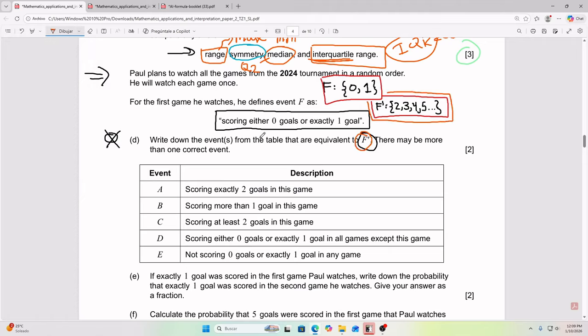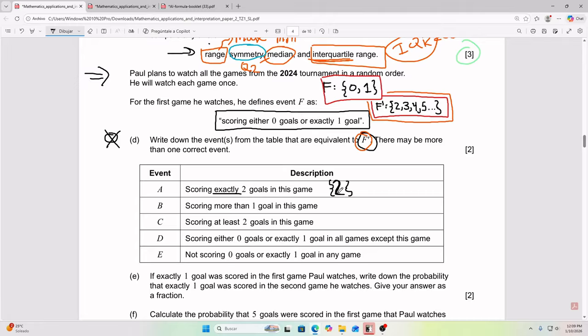There may be more than one correct event, so we gotta go one by one. And this first one is the weirdest one for me. It says event A is scoring exactly 2 goals in this game. Now, if I think about this in terms of the grouping that we did earlier, it says scoring exactly 2 goals. So it would be the group of scoring, well, simply 2.